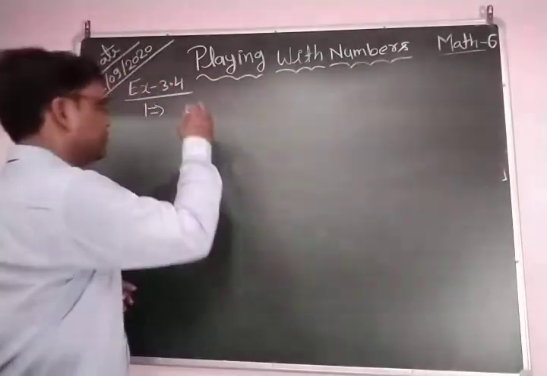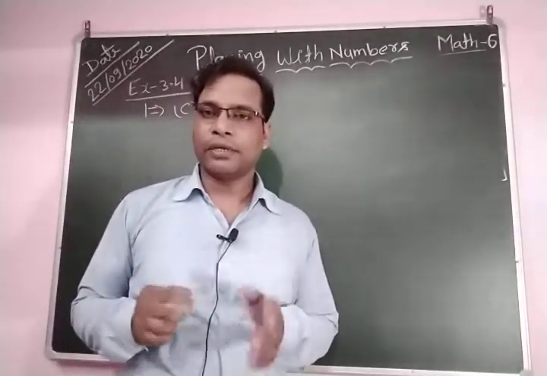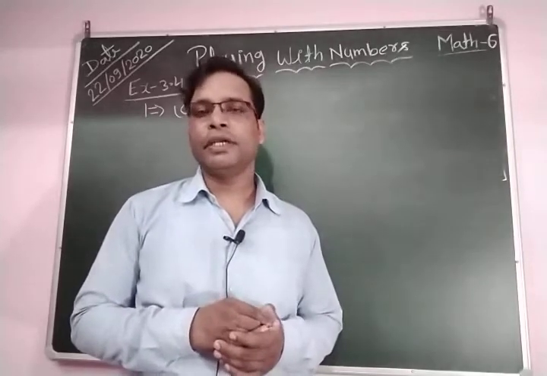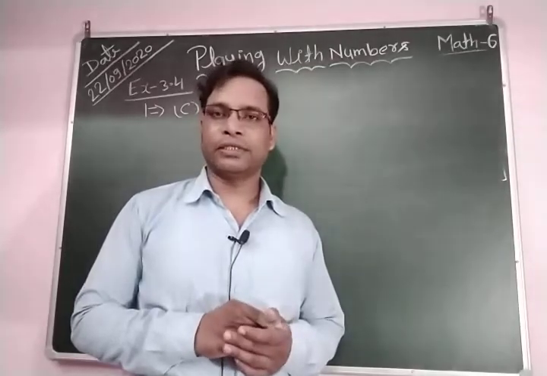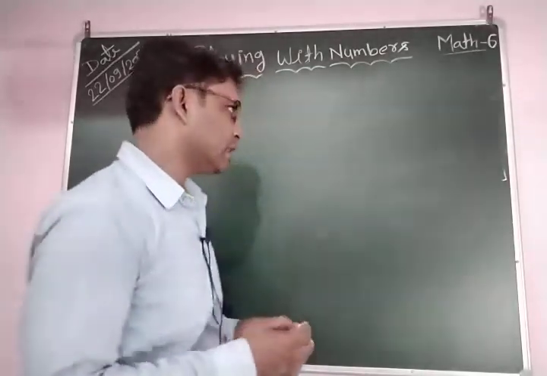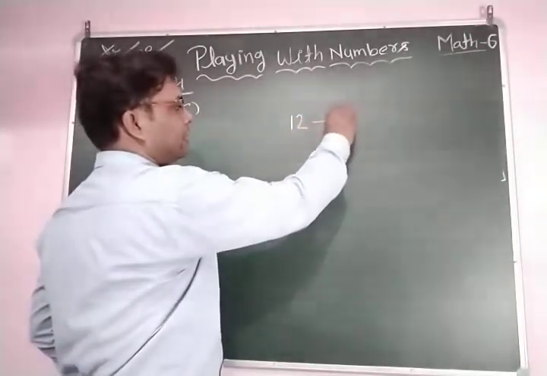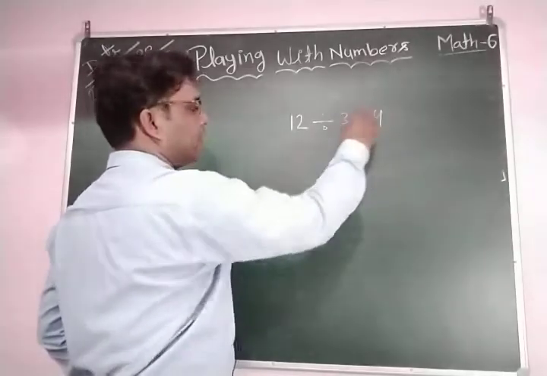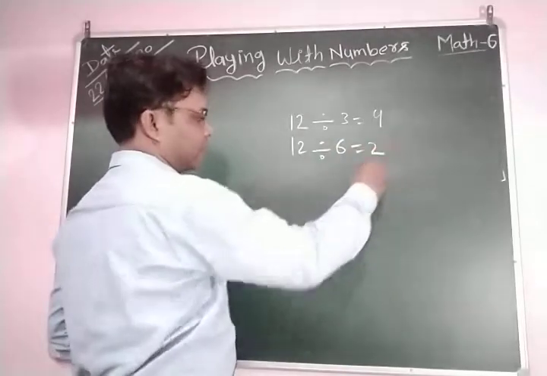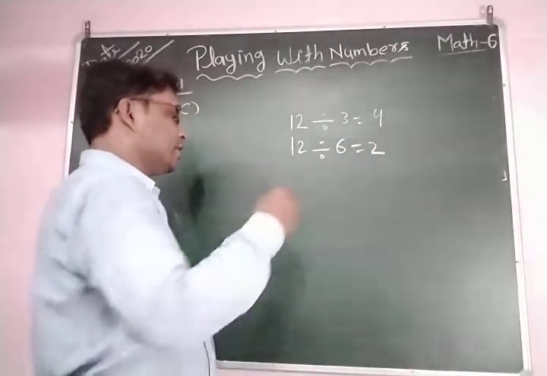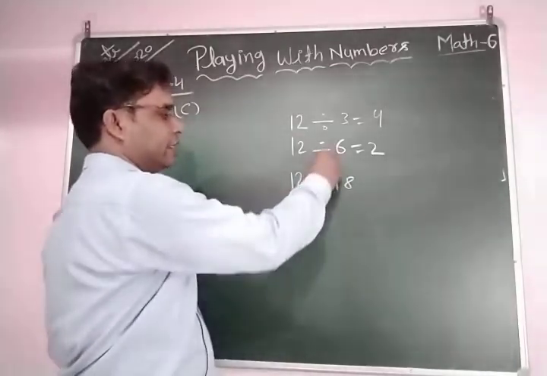In C part, this is given: a number is divisible by 18 if it is divisible by 3 and 6. Okay, so if you take example 12, the number is divisible by 3, 4 times, and 12 is also divisible by 6, 2 times. Clear? But 12 is not divisible by 18.